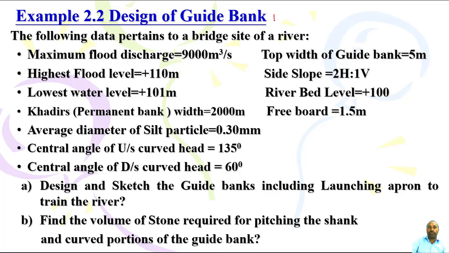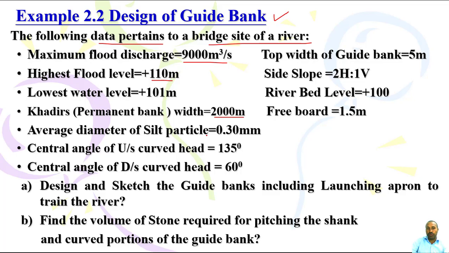Now let's go to guide bank, design of guide banks. So the following data pertains to a bridge site of a river. Maximum flood discharge is 9,000 meter cube per second. Highest flood level is 110 meter. Lowest water level is 101 meter. And permanent bank width you have 2,000.